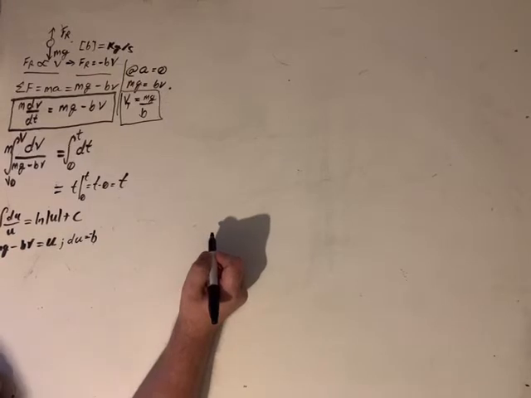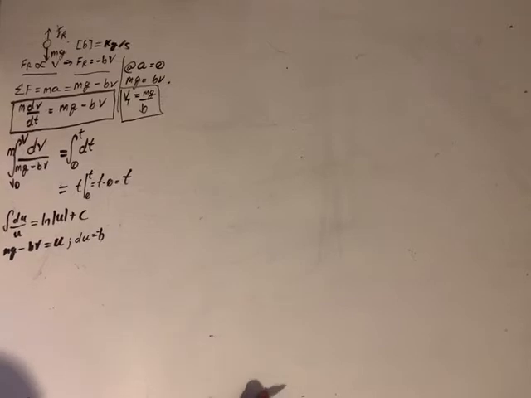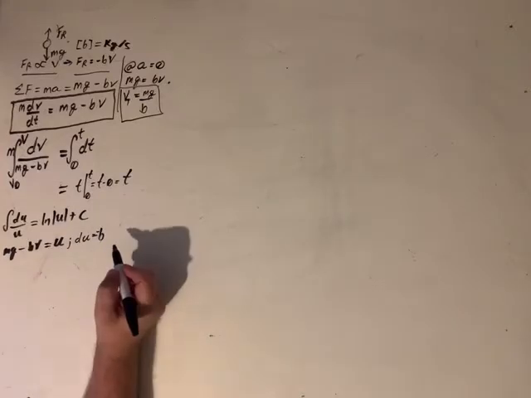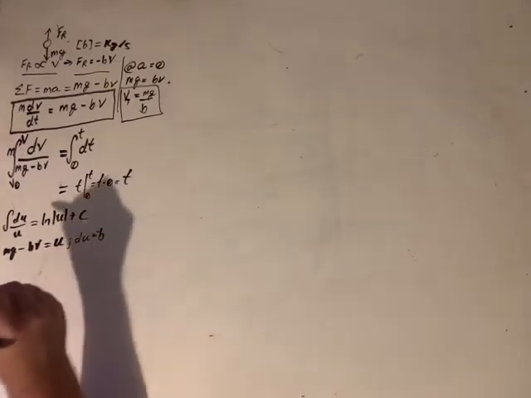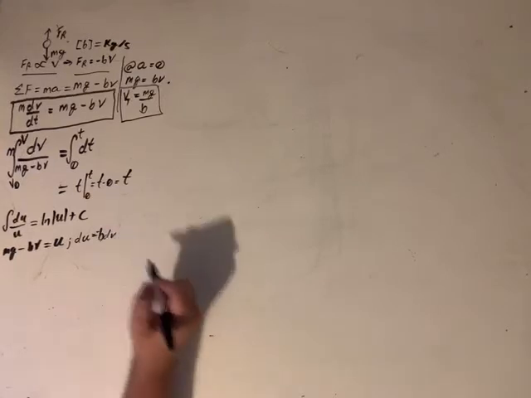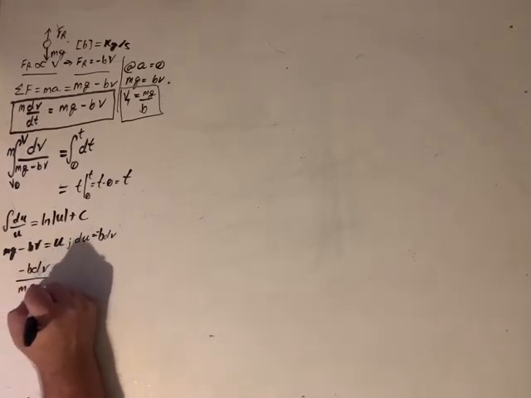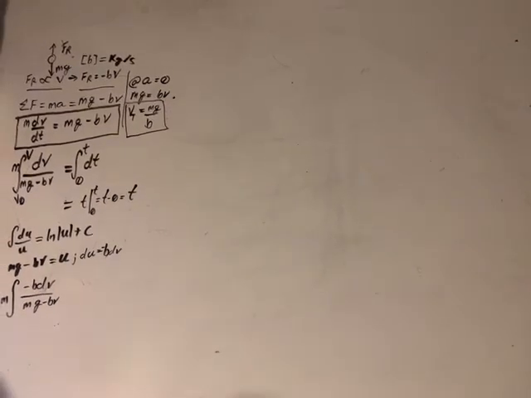Du equals negative b. So I need to adjust what I have for my integral up here until I have this. Well, what would be, if mg minus bv is u, what would be the derivative? It would be negative b dv, actually. So if I put that negative b dv over mg minus bv, and remember that's multiplied by m, which I just left outside of the integral.